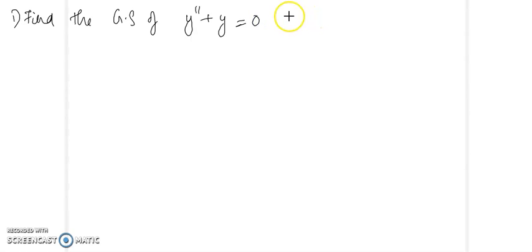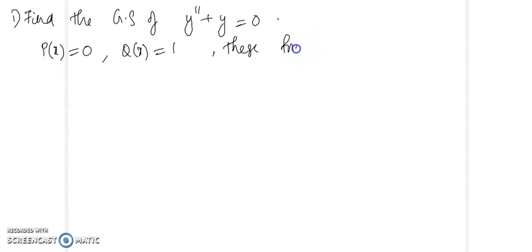So let us look at an example of finding the power series solution of a second order linear differential equation. Find the general solution of y double dash plus y equal to 0. So here you have p of x equal to 0 and q of x equal to 1. These functions are analytic for all x.